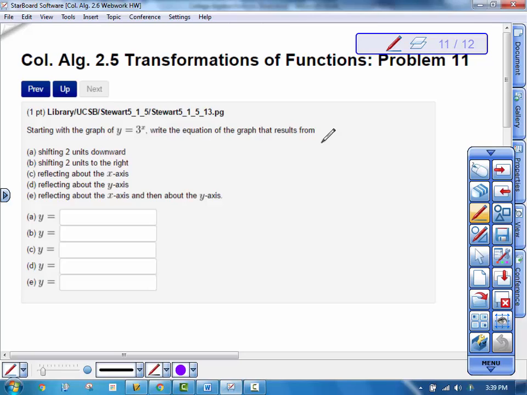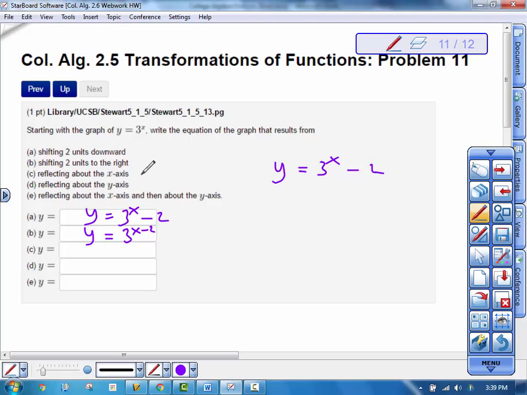And the last problem then, starting with this graph, this is write the equation if we were to shift it 2 units downward. 2 units downward would be y equals 3 to the x and then minus 2. The next one, shift it 2 units to the right. 2 units to the right is when we subtract 2 from x.